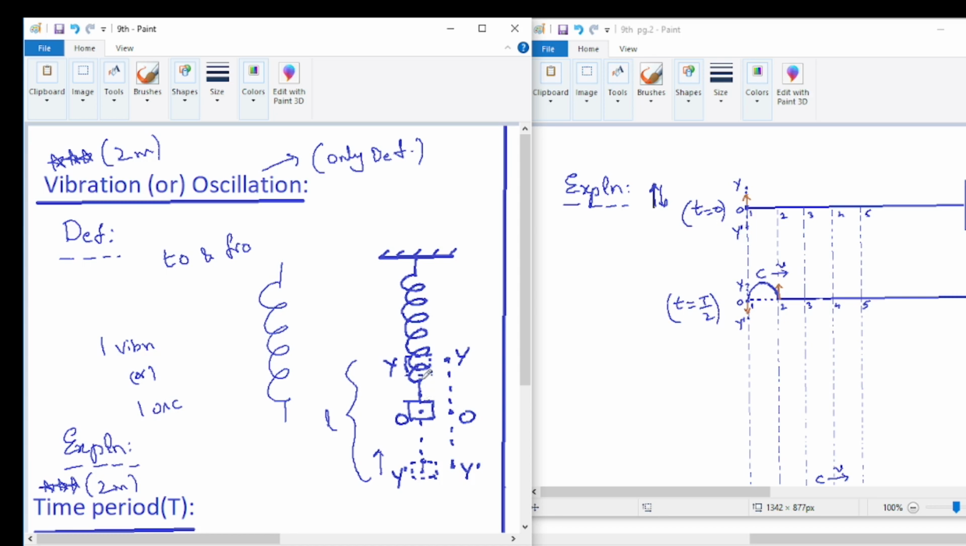Another thing about the half vibration is full vibration. One full vibration time taken is time period. Half vibration time taken will be T by 2. This T by 2 is actually very important. It's also very important, as useful as the time period T.